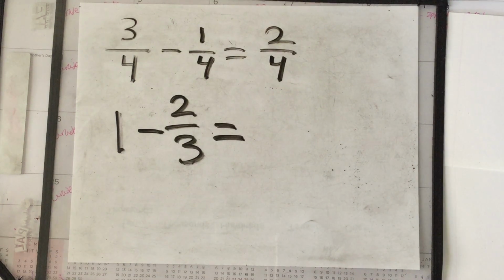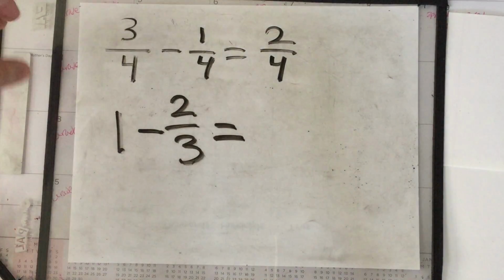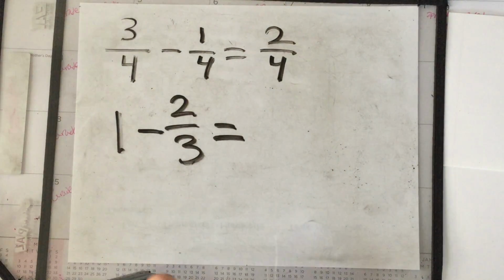Now, we've been talking since 3rd grade about how to turn whole numbers into fractions. I'm going to show you something else here, and maybe this will help it click in your mind. Believe it or not, every single whole number is a fraction. Every single one is a fraction. All you have to do to make a whole number into a fraction is to put it over 1.